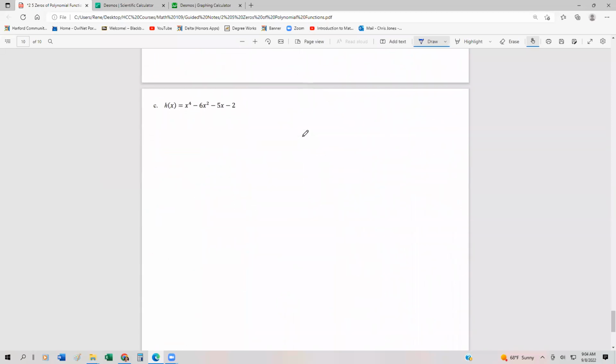Okay, now one last example. Let's have a 4th degree polynomial. And once again, let's find h at negative x, and the only sign that's going to change is going to be 5x because it's the only one with odd degree. So x to the 4th, minus 6x squared plus 5x minus 2. Over here, we notice that there's one sign change, and then the rest of them are negative.